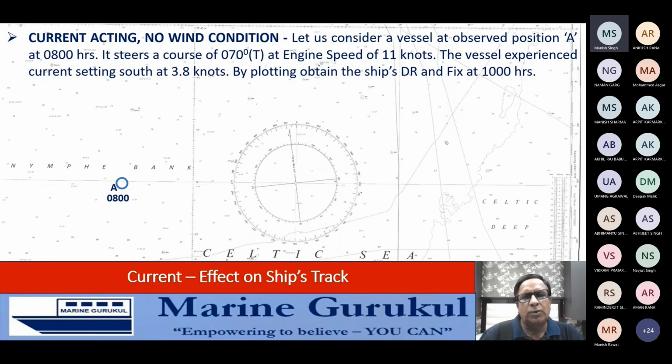Now, by plotting, we need to obtain DR and fix. We have already seen in one of the earlier examples, wherein there was no current or wind, the DR and fix at 1000 hours happen to be the same. Let's see what happens in this particular case. Now, through A, if we plot our ship's displacement because of our propulsion, then that will be CTS drawn through A, represented by a single vector, distance marked off for 2 hours, 22 miles. Position B becomes the DR of the vessel at 1000 hours.